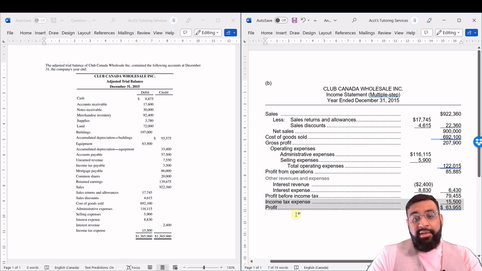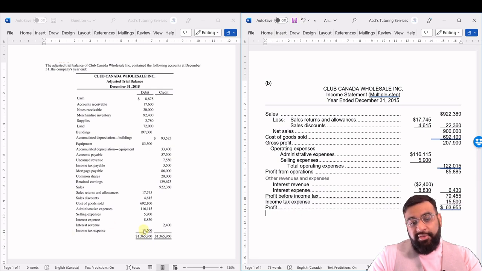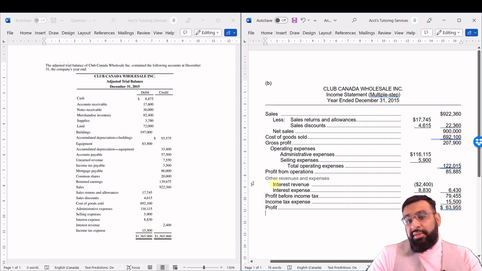Then we're going to derive the income tax expense of 15,500. So income tax expense is 15,500. Then profit before income tax, 79,455 minus the income tax expense of 15,500 gives us the profit of 63,955. Another word for profit is net earnings and net income. So essentially, dollar signs at the beginning of each column, as you can see, and then we have a dollar sign, a double underline on the final figure, which is the most important aspect of the multiple step income statement.